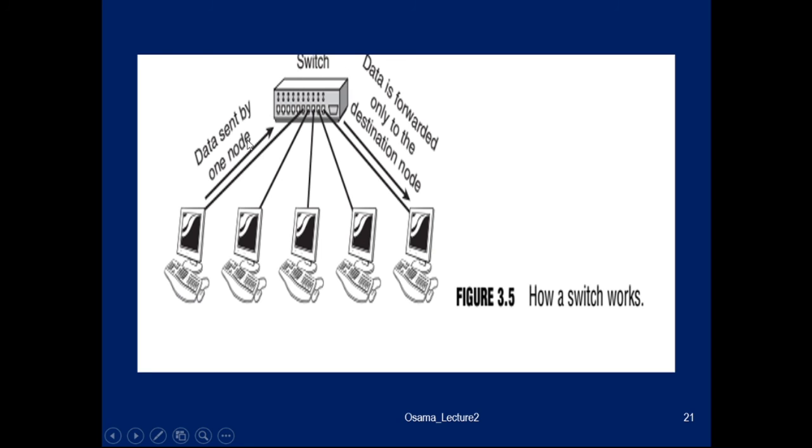The switch has the ability to know the addresses of all the connected computers. So the data sent by one node is forwarded only to the destination node. It goes directly only to computer number 5. It cannot be sent to computer number 2 or 3 or 4, just to computer number 5.